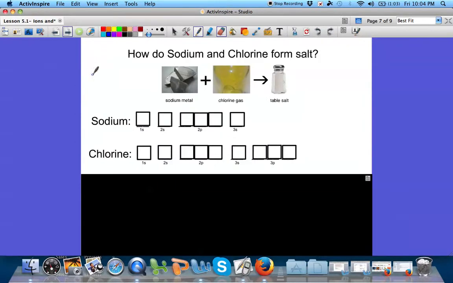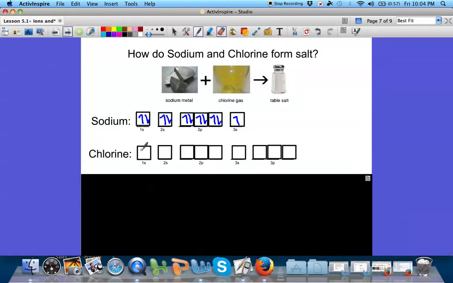So how do sodium and chlorine form salt? Sodium is a metal, chlorine is a toxic gas, and when they react together, they form a compound known as sodium chloride, which is table salt that we put on our french fries to make them tasty. The orbital diagram for sodium is 1s2, 2s2, 2p6, 3s1.